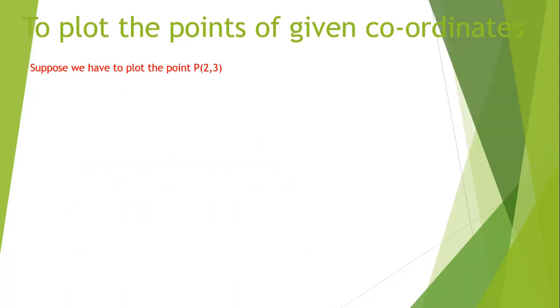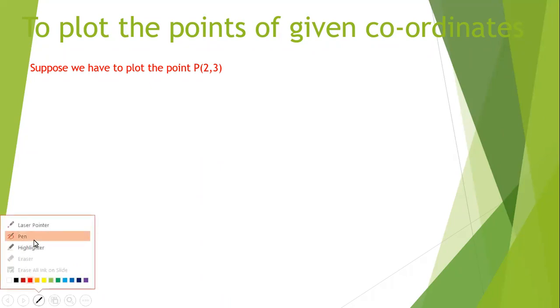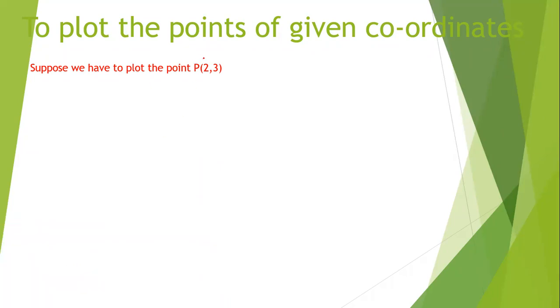Suppose we have to plot the point P (2, 3). So here the name of the point is point P and the coordinates are 2 and 3. 2 is the x coordinate and 3 is the y coordinate. So let me write over here x, and this is y, right?